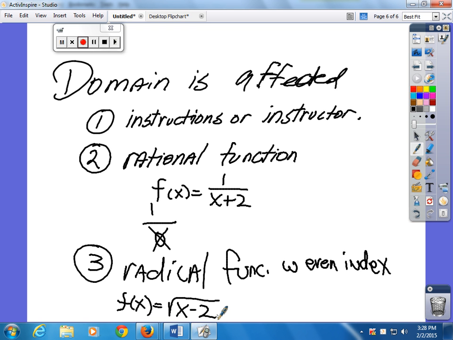Can't think for yourself. Can't take the square root of what? A negative number. With an even index. So again, the range is affected because of what? The domain is affected.